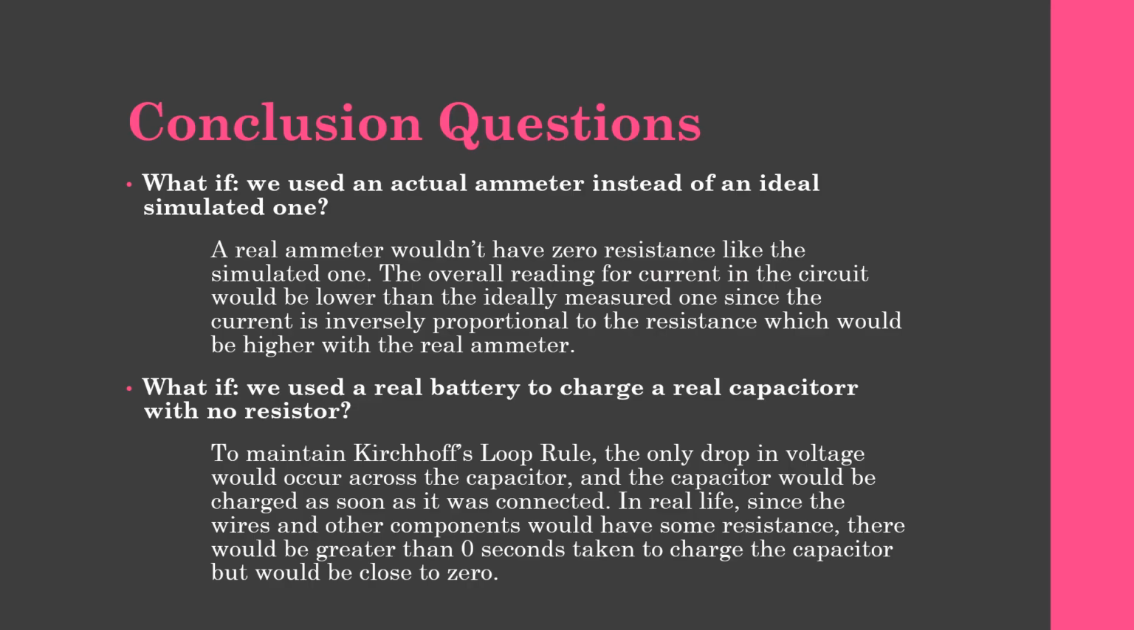Here are our conclusion questions. So the first one was, what if we use an actual ammeter instead of an ideal simulated one? A real ammeter wouldn't have zero resistance like the simulated one, so the overall reading for the current in the circuit would be lower than the ideally measured one, since the current is inversely proportional to the resistance, which would be higher with the real ammeter.